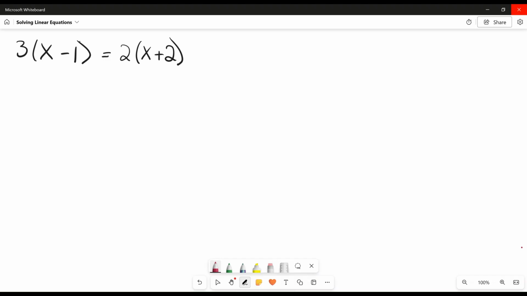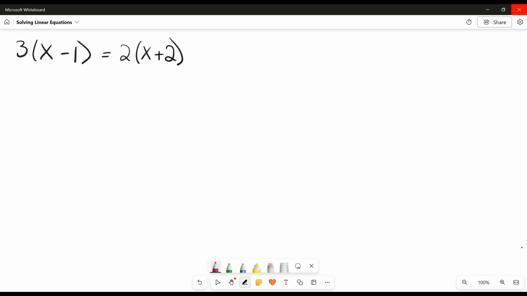So let's go ahead and look at this linear equation problem. How would you solve for x in this equation? I recommend that you go ahead, pause the video, and try to solve it on your own. This way, you could figure out where you get stuck.